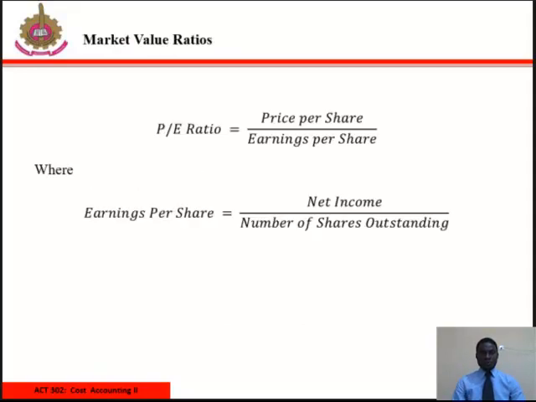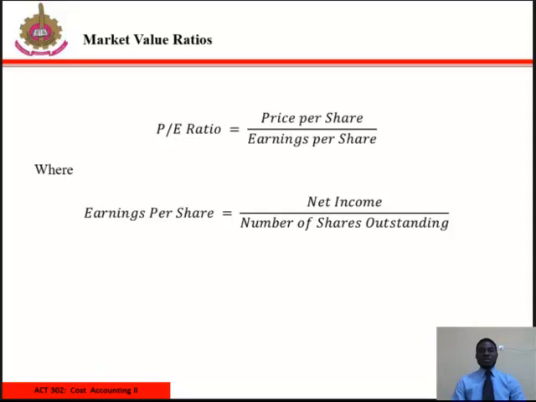Market value ratio. The market value ratio relates observable market value, the stock price, to book values obtained from the firm's financial statements. And we are looking at the price earnings ratio.